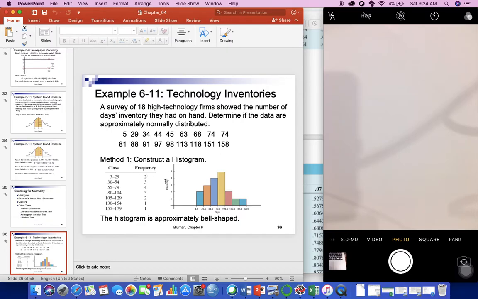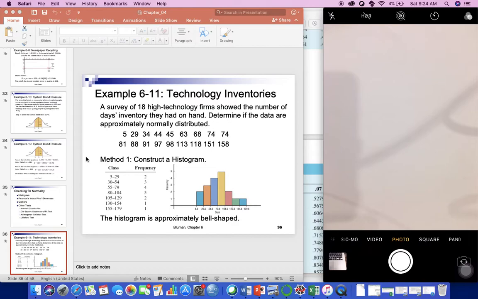When you construct a histogram, you can see that there are 7 classes. The first class starts from 5 until 29, and then 30 until 54, until 155 until 179. When you draw the histogram, you can see that the shape is bell shaped like this.